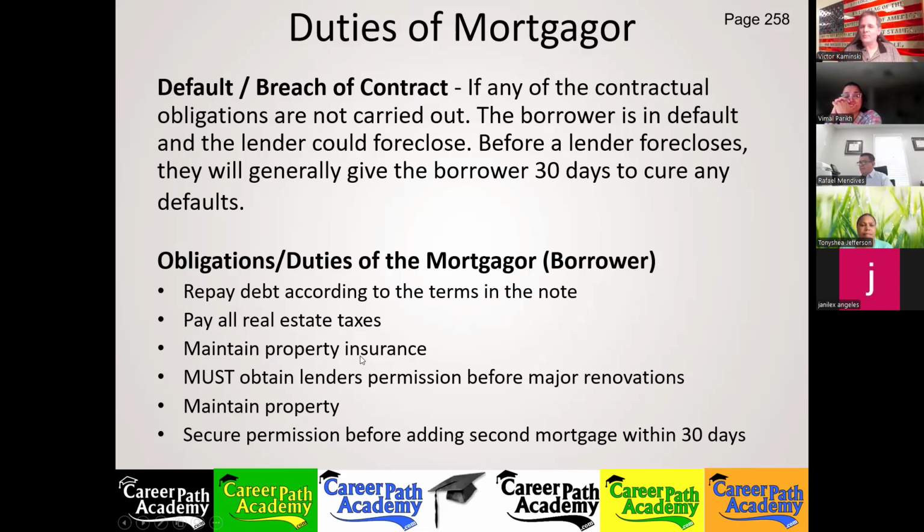You also need to maintain property insurance, flood insurance, hazard insurance, because if the property burns down, that property was the collateral for the loan. So you need to insure it so that in case something happens to that collateral, the collateral is insured for the lender. That's why they won't even let you close on the purchase of a property until the borrower has secured a homeowners insurance policy that makes it payable to the lender.